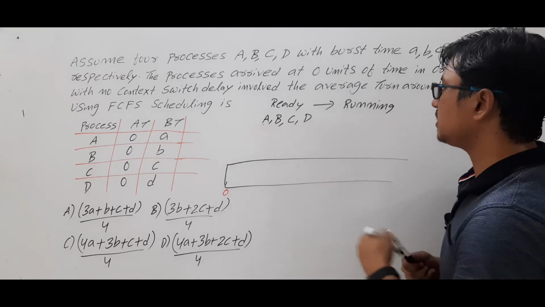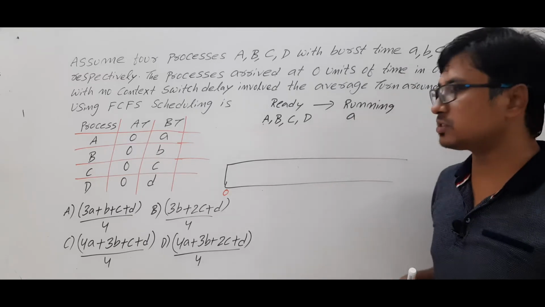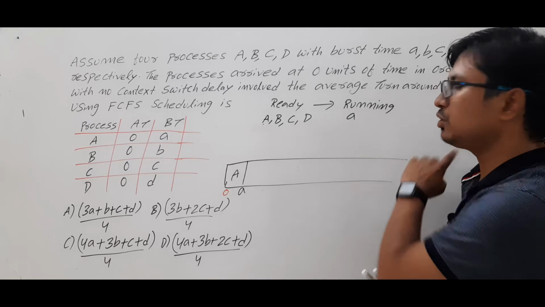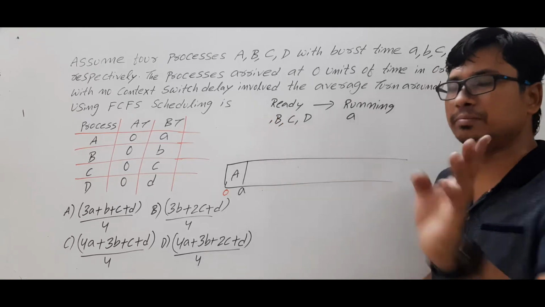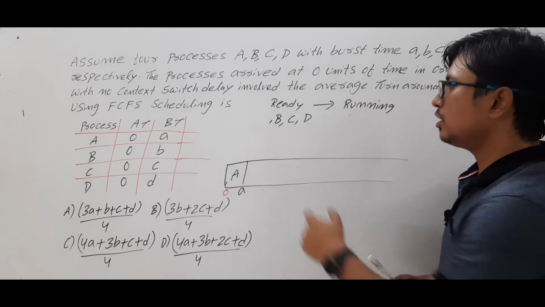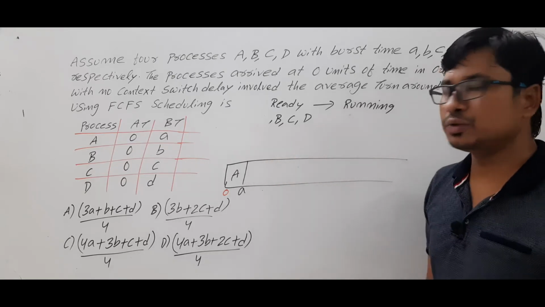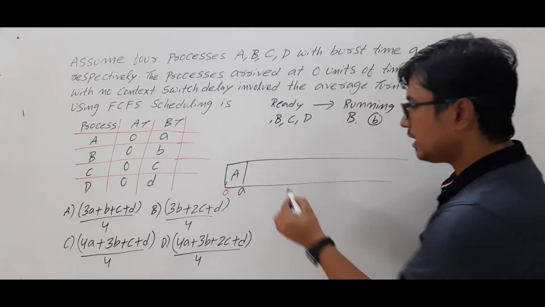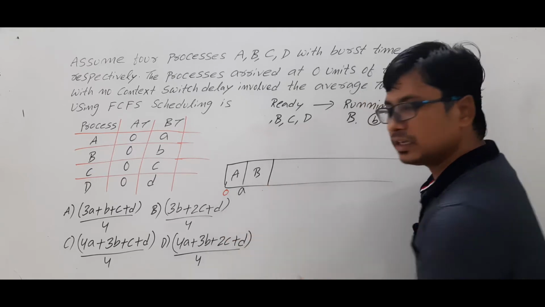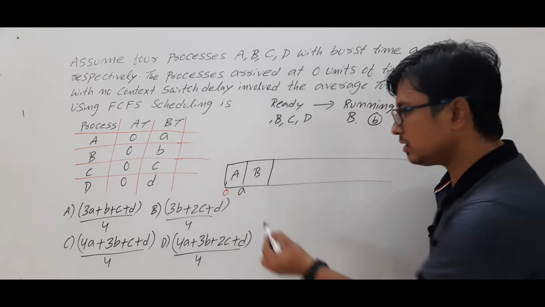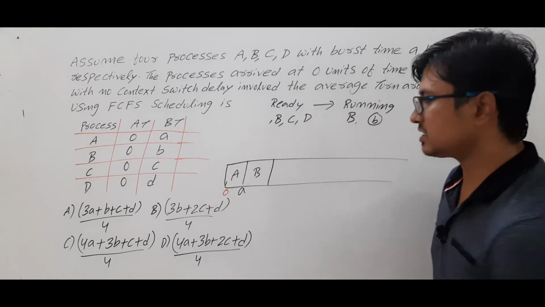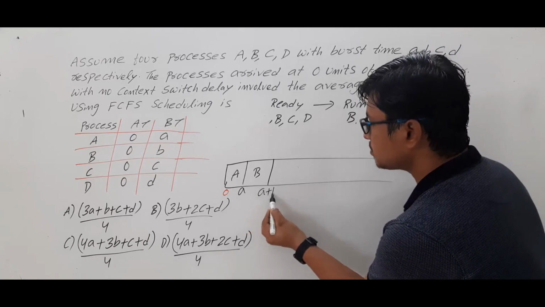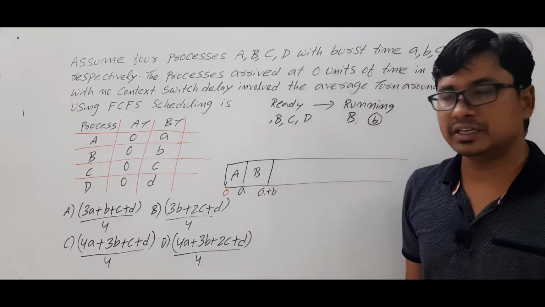As it is a non-preemptive scheduling algorithm, it will be provided small a units of time, and at a units of time it will complete its task and go to the terminated state. Now process B will be scheduled to the running state. At a units of time process A has completed its task. Now process B needs b units of time. So at a plus b units of time process B also completes its task and will go to the terminated state.